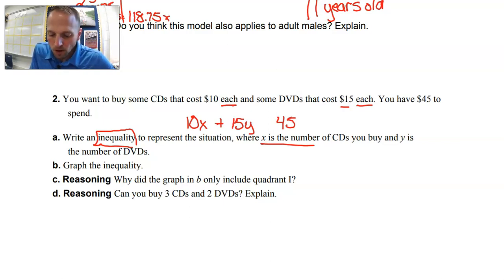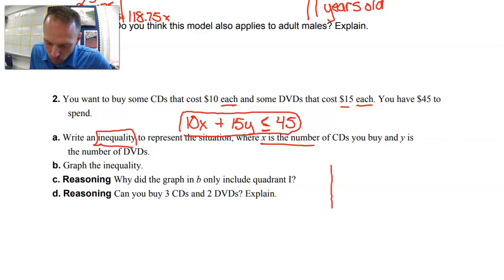I need to change that equal sign somehow. So on the left side, this 10x plus 15y, that right there is how much we're spending. $45 is how much we have. And so what we spend has to be less than or equal to what we have. So our inequality is going to be 10x plus 15y is less than or equal to 45.